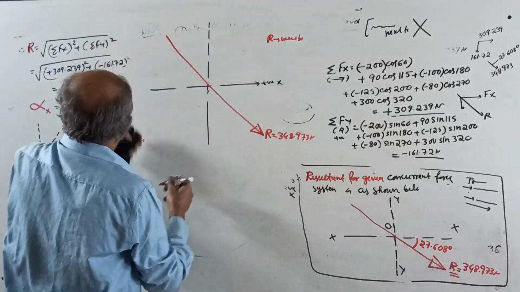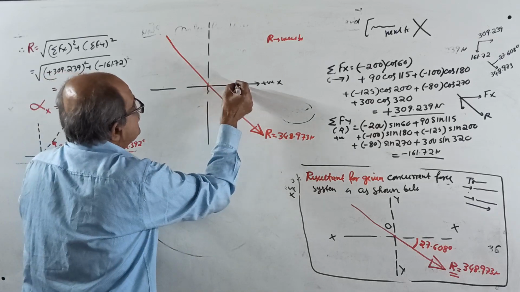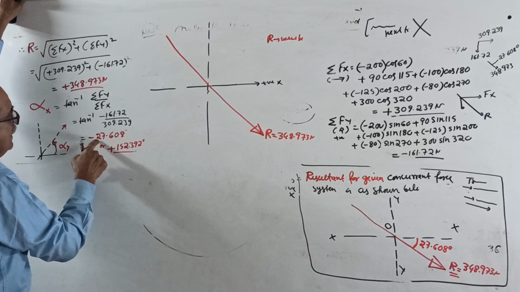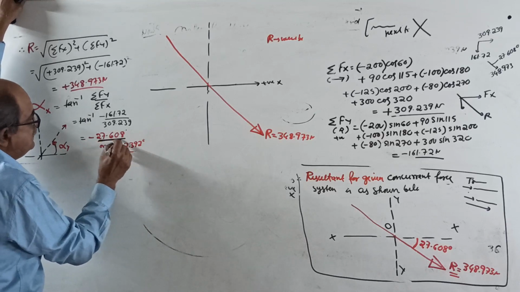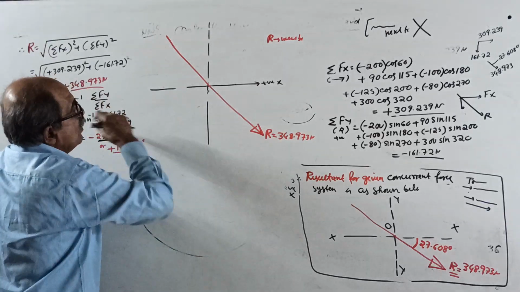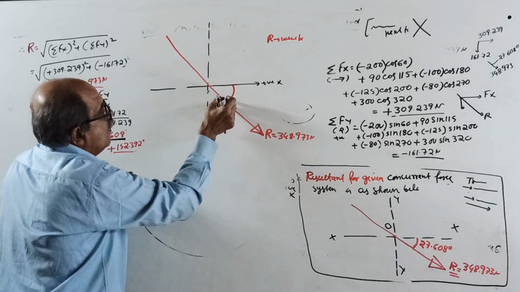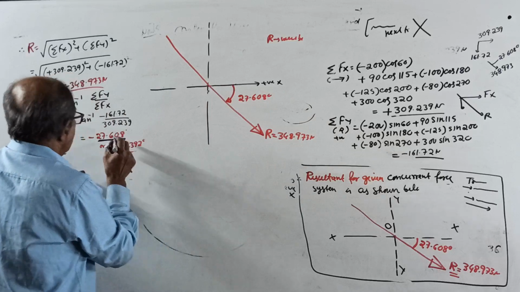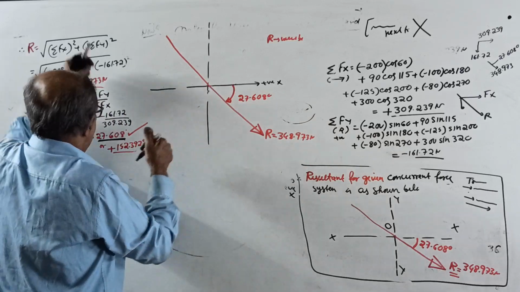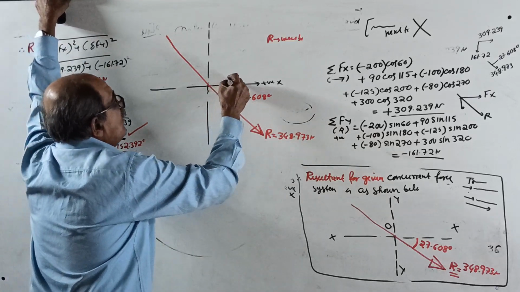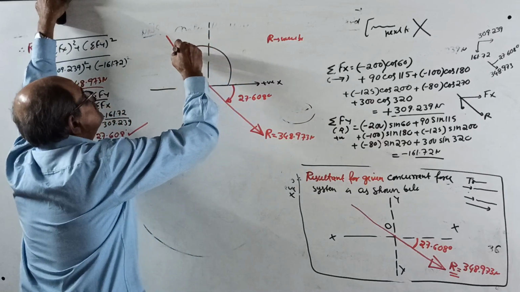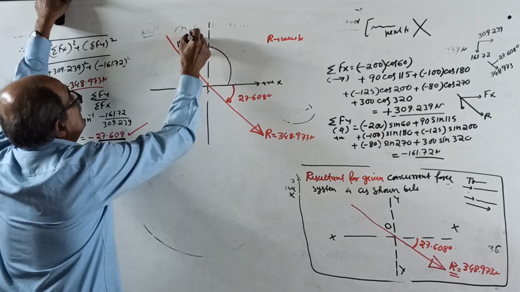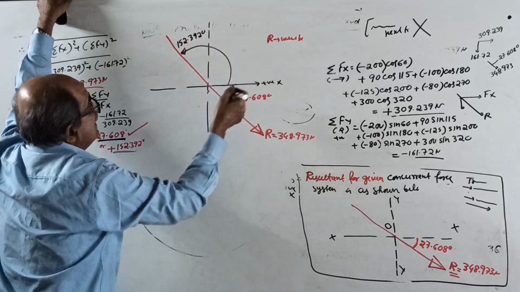348.973 Newton, at an angle with the positive x direction. In the anti-clockwise direction it is making minus 27.608, which means it is not anti-clockwise but clockwise, 27.608 degrees is this answer. Or it is making anti-clockwise 152.392 degrees. Check the answer.